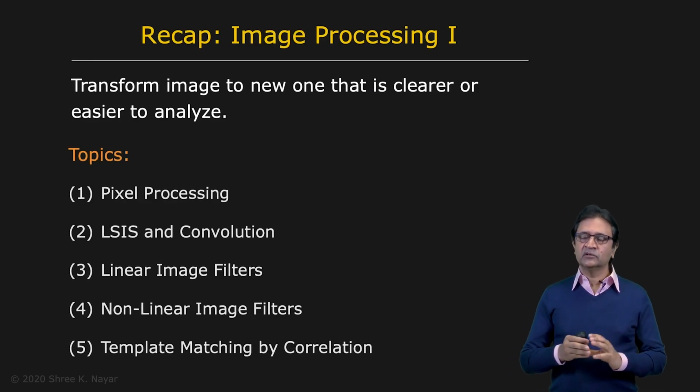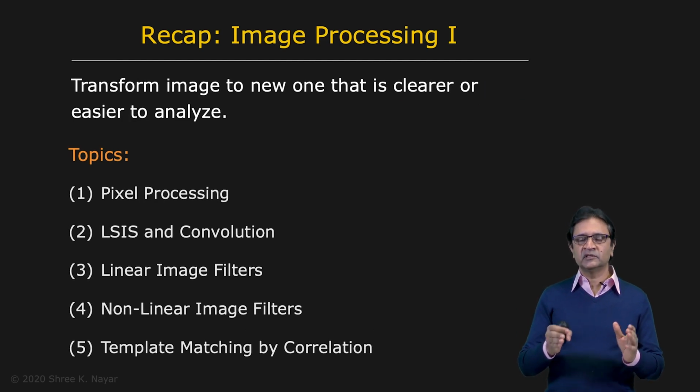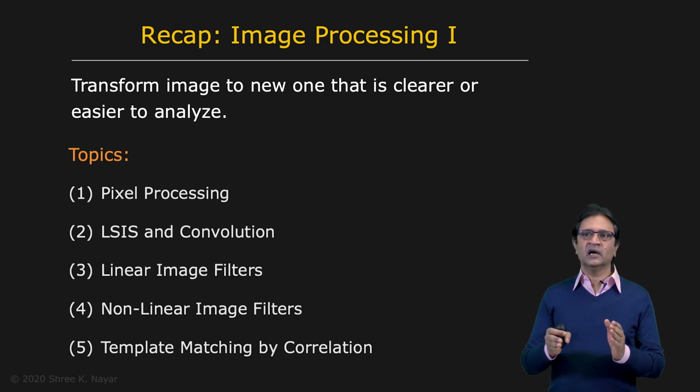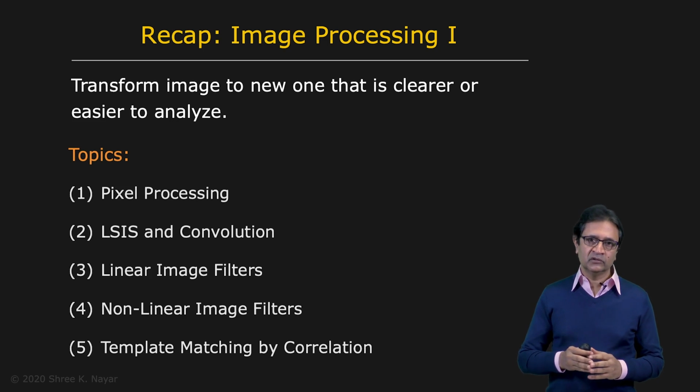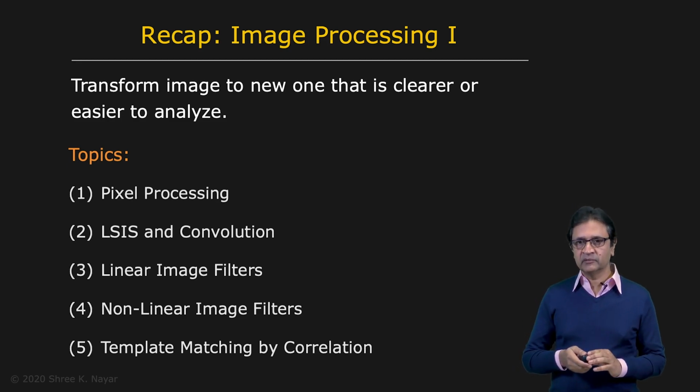In our first lecture on image processing, we talked about how image processing is about transforming an image to a new one that is either clearer, enhanced, or easier to analyze. And here are the topics we covered in our first lecture. We first talked about pixel processing, which is the simplest type of image processing you can apply to an image.